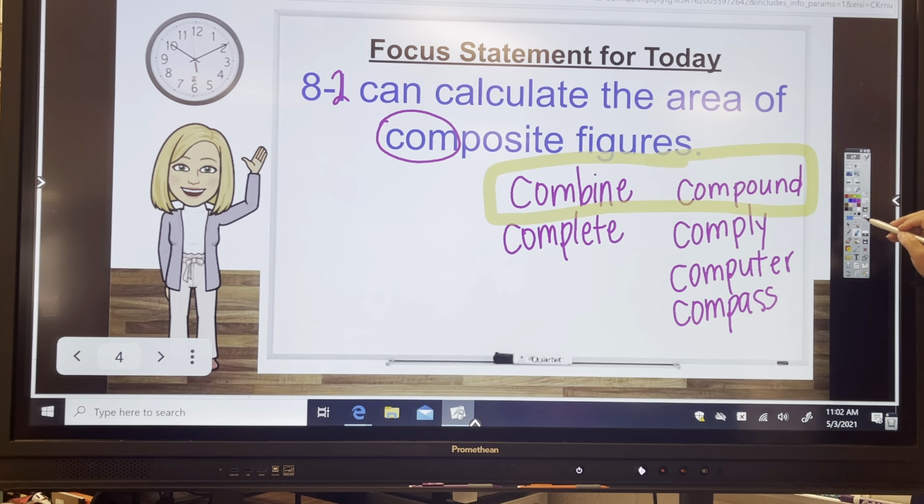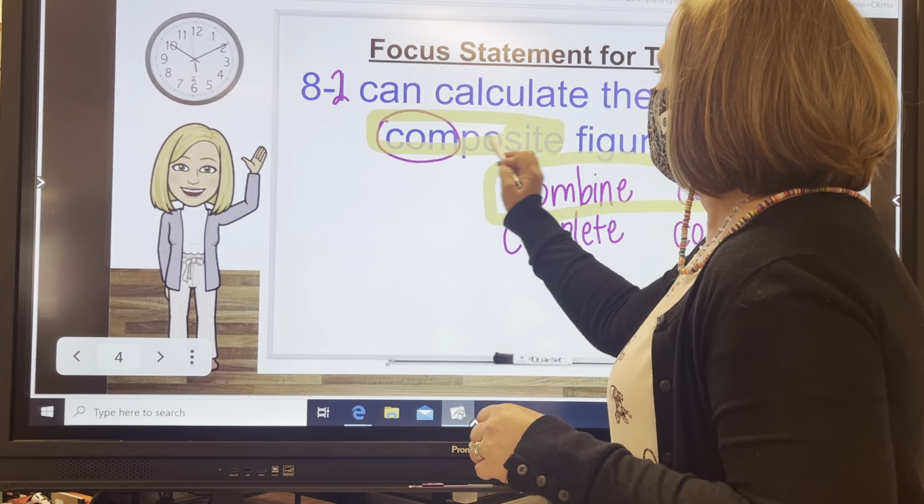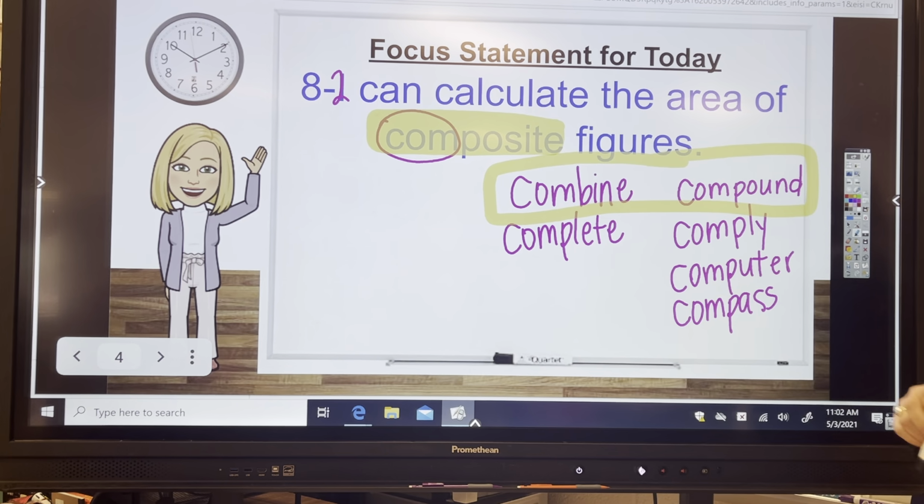So what do you think a composite figure is? A figure that's what? More than one part. More than one shape, okay? So a composite figure is going to be made up of more than one shape. Now, your notes page looks like this, and there should be enough space at the top for you to write this focus statement. So I want you to tape it in, and I want you to write your focus statement.